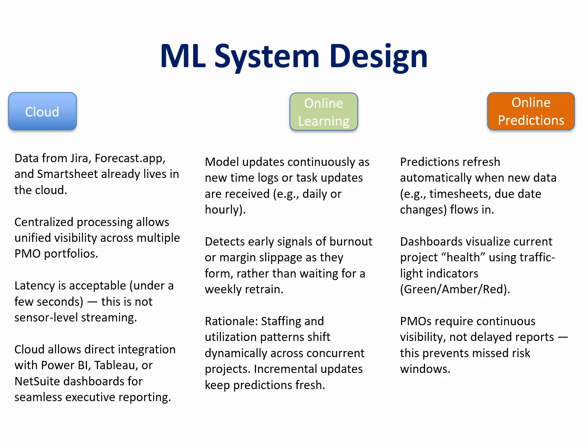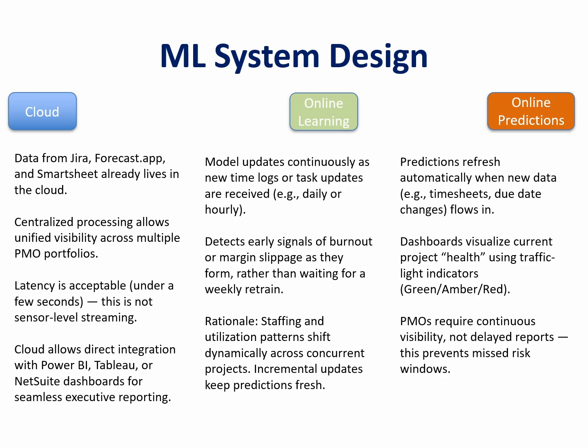We want to detect early signals, right? Margin slippage, burnout, any upcoming missed deadline because we aren't logging enough hours to hit the target date. We want to actually capture that and see that. We want those patterns to show dynamically across concurrent projects. So those incremental updates keep predictions fresh. Whatever the actual cadence is, we would figure that out, but it would definitely be ongoing.